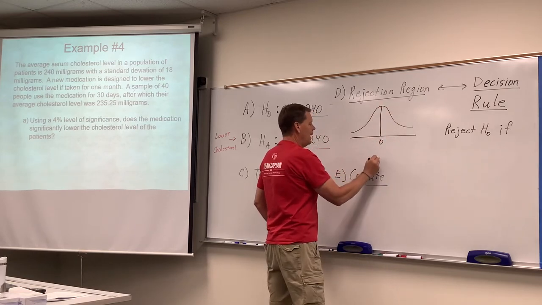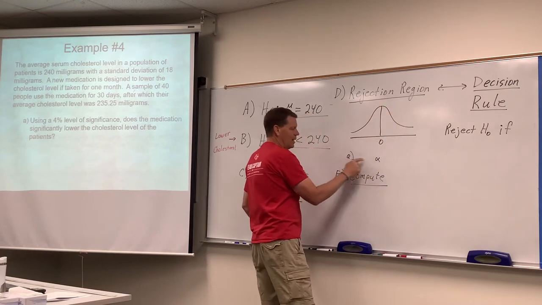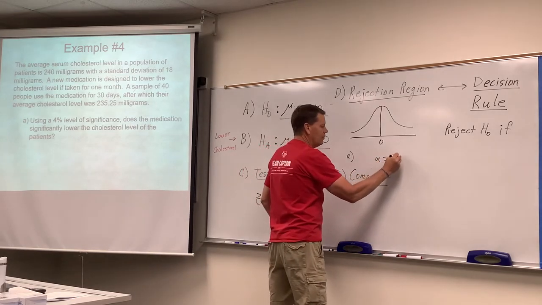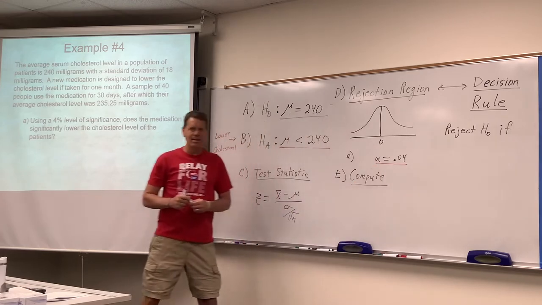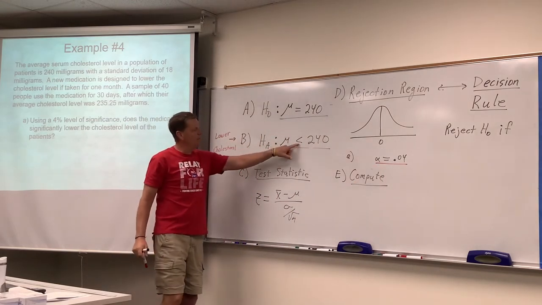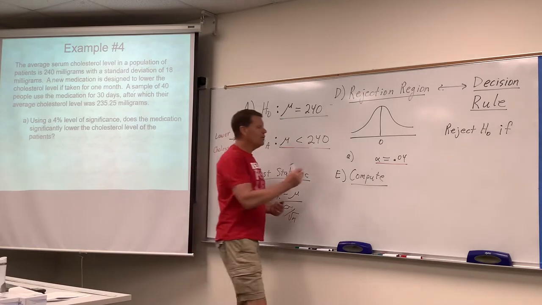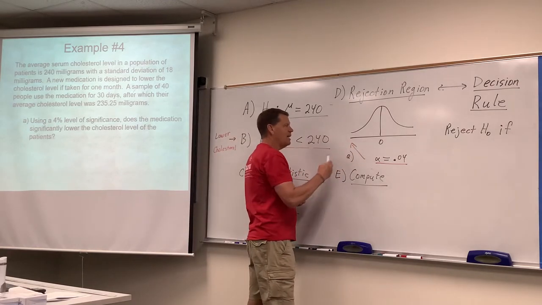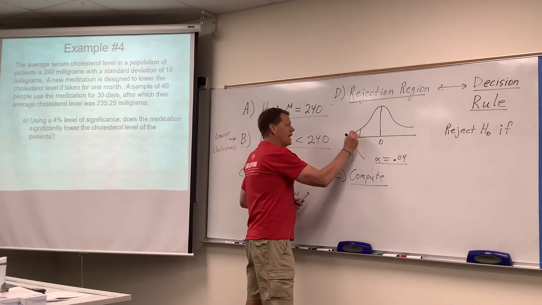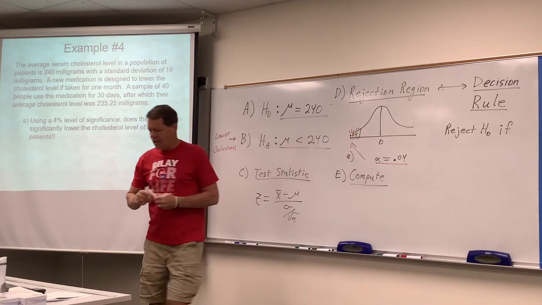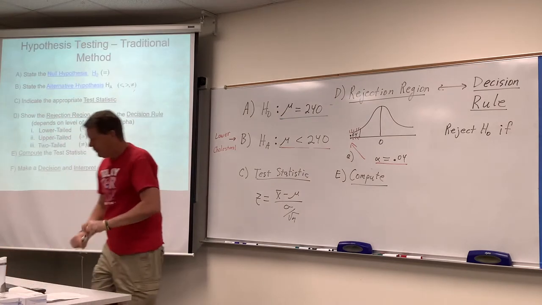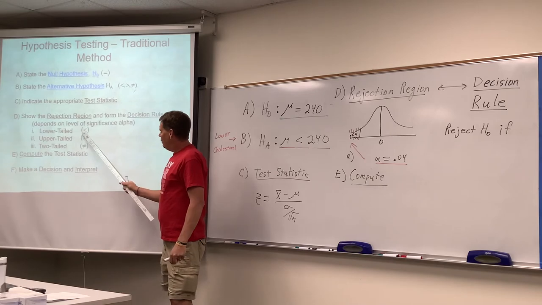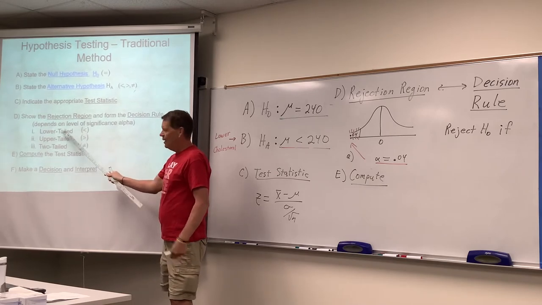Zero in the middle. And in part A, I'm going to label this as part A of the question, alpha is going to be 4%. All right, so as we've discussed on previous examples, if your alternative is less than, that will tell us to put this on the less than side, and therefore this will be indeed a lower tailed test. 4% in the lower tail. Cookbook, in the notes. Rejection region.